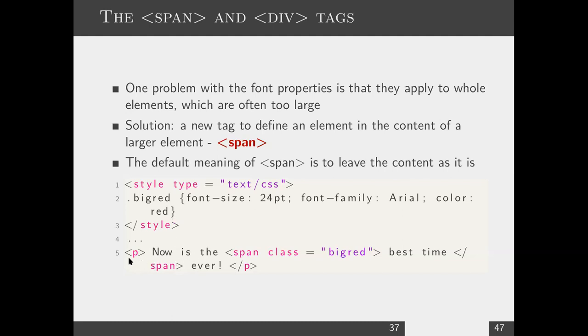Now we have a paragraph here that starts from here and ends here. Then inside the paragraph, we want to color the words best time ever. So on the best time alone, we want to give it this class. We say span, and you say class equal to big red. So this part is big and in red, and then the rest can be the same color. So ever would be the same color as what is there now.